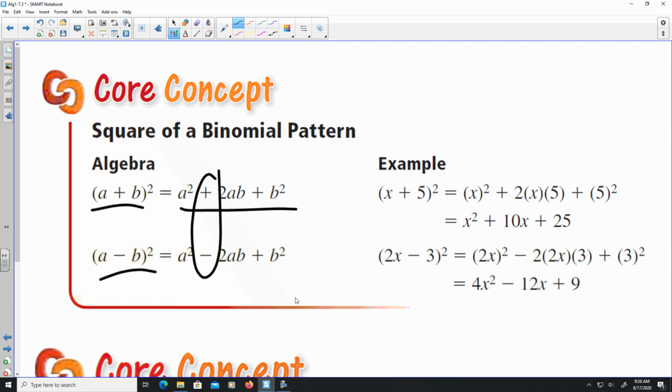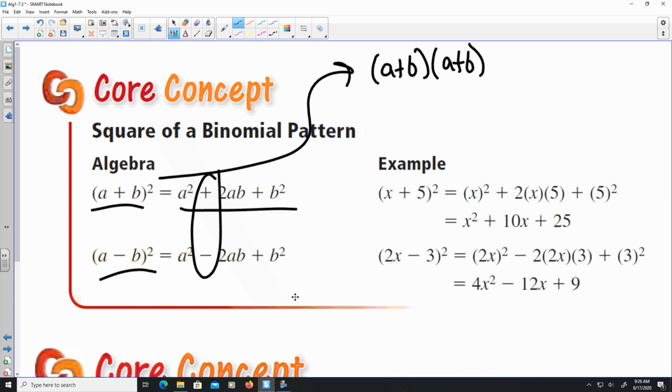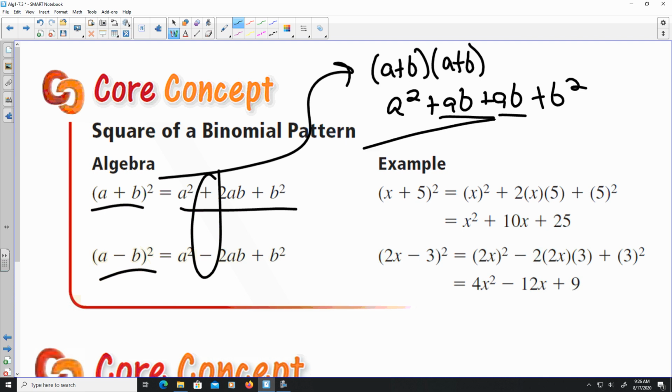Basically, where we come up with these formulas is from the multiplication of the two binomials, because essentially you could say a plus b quantity squared is just a plus b times a plus b, and you can FOIL it out from there. A times a is a squared, a times b is plus ab, b times a is plus ab, and b times b is plus b squared. We have the exact same variables with the exact same degrees, which means that we can say it is 2ab, so it's a squared plus 2ab plus b squared.